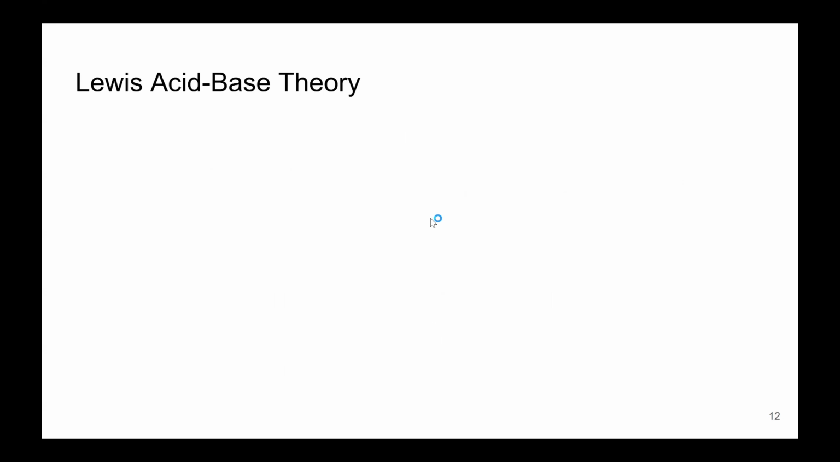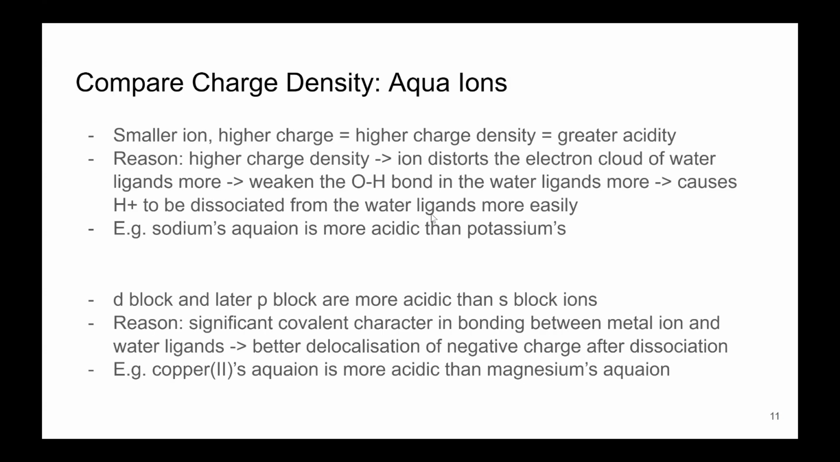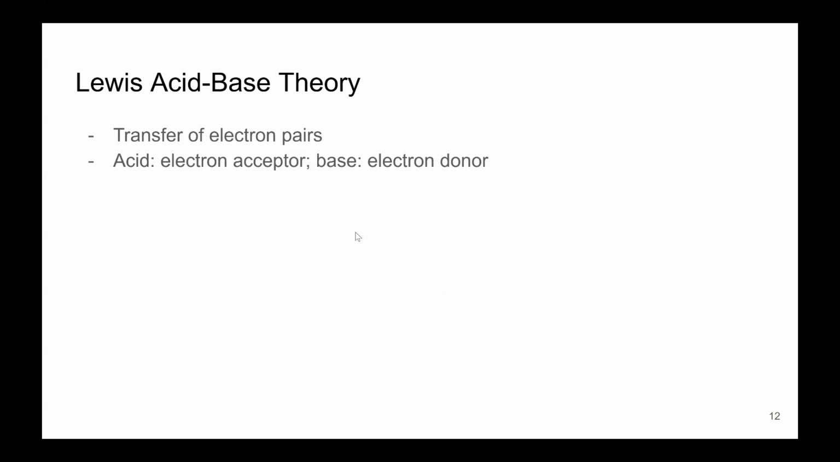And that's all for the Brønsted-Lowry acid and base theory. Now we're going to move on to something slightly more complicated, and that's the Lewis acid-base theory. Instead of basing the theory on the transfer of H plus ions, which I'm sure you're more familiar with, here we are basing the acid-base reactions on the transfer of electron pairs. An acid is an electron acceptor while a base is an electron donor in the Lewis definition.